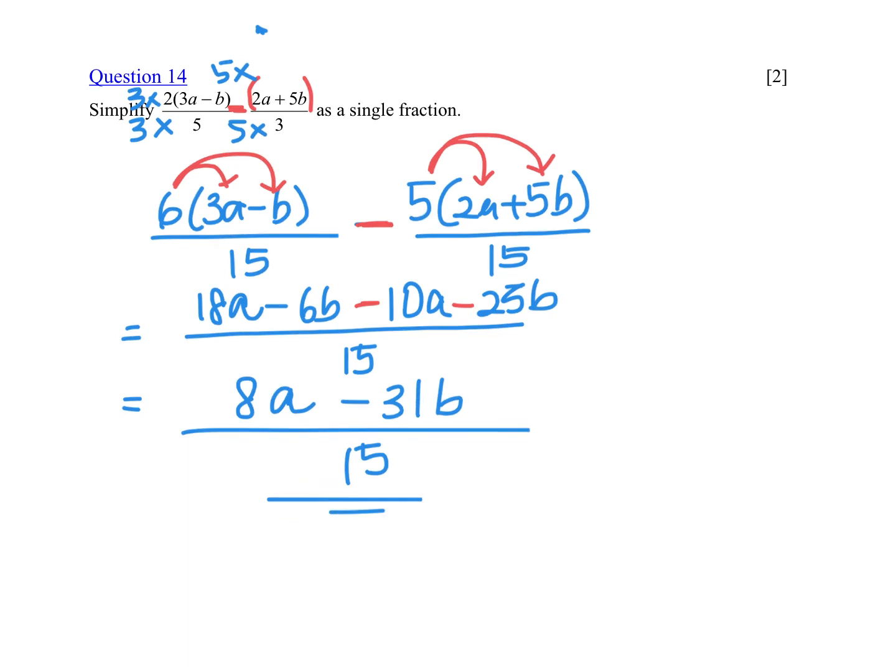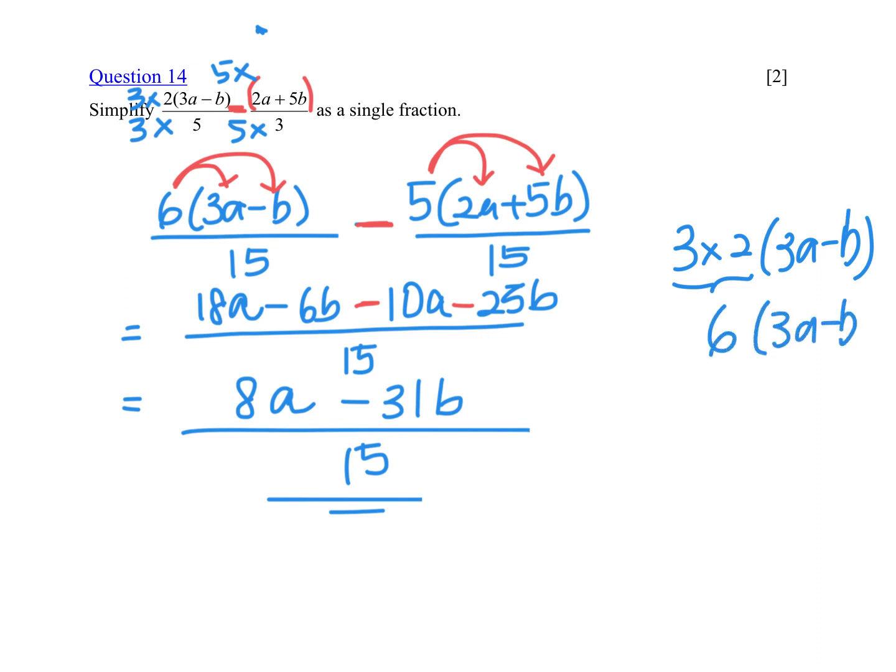Just a word of caution. For this one, 3 times 2 bracket 3a minus b, you combine these two as one number. So you do not multiply a couple of times, expand a few times. Just change it to one number. Alright, we'll move on to the next question.